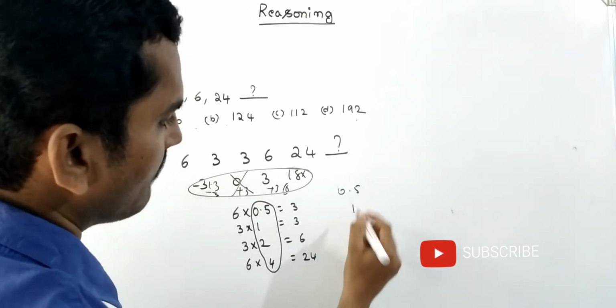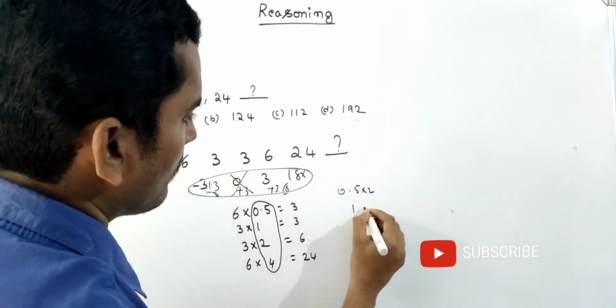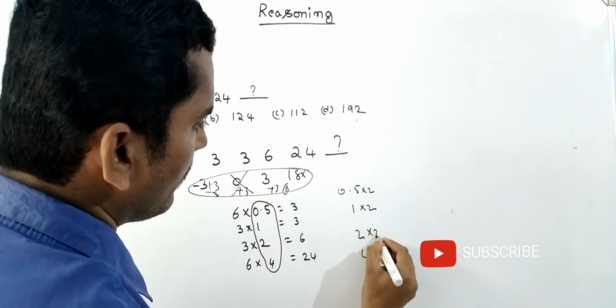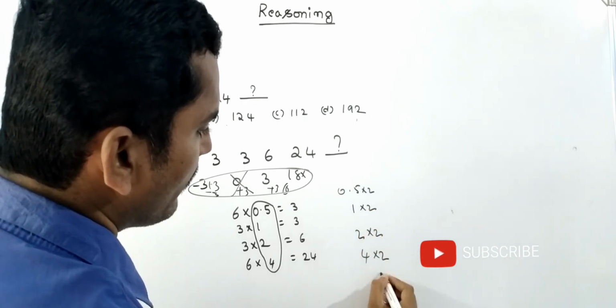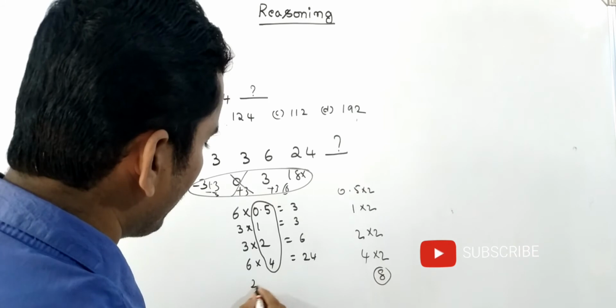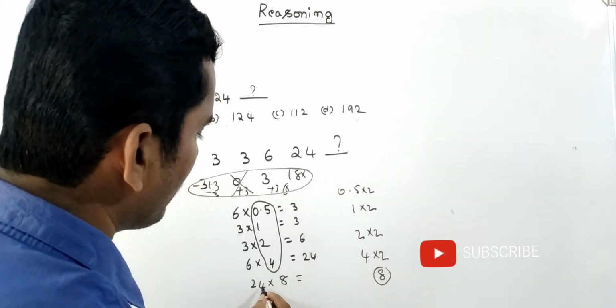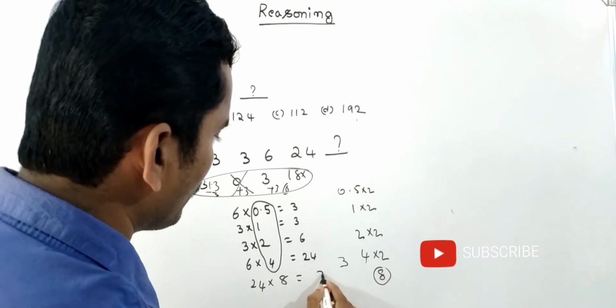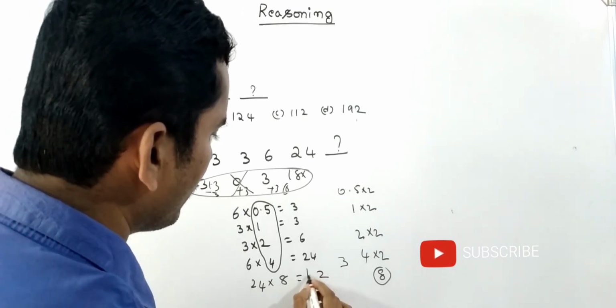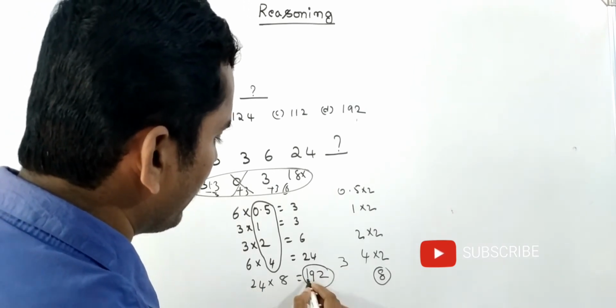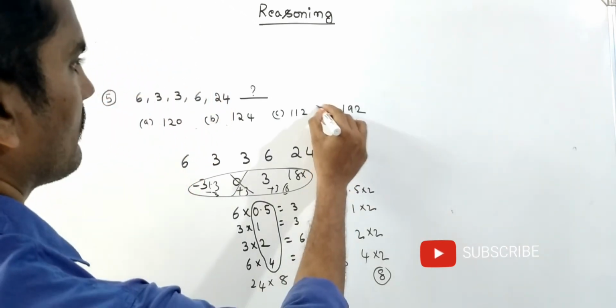What is the relation between them? Into 2, into 2, into 2. Then 4 into 2 is 8. Then we should multiply 24 with 8. Then what is the answer? 8 4s are 32, 8 2s are 16, plus 3 is 19. So the answer is 192.